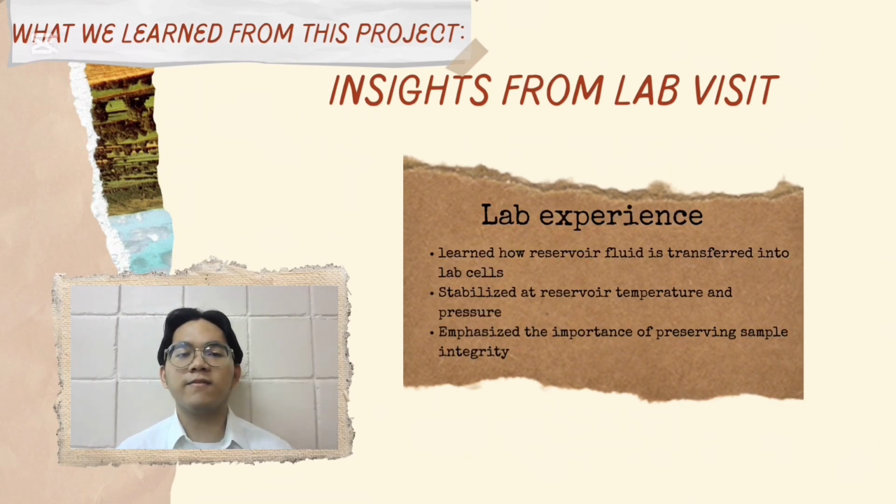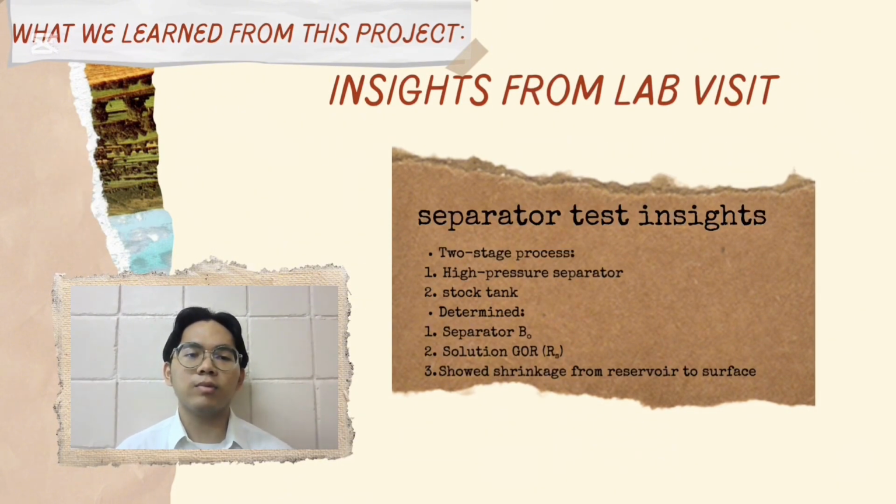We saw how reservoir fluid samples are transferred into lab cells and stabilized at reservoir temperature and pressure. We also saw all the equipment used to conduct such experiments. Proper handling and conditioning are important to preserve the sample's integrity. One key test we witnessed was the separator test. Oil was passed through a 2-stage high pressure separator and a stock tank. From this, we learned how to determine separator BO, oil formation volume factor, and RS, solution gas oil ratio, which reflect the shrinkage from reservoir to surface.